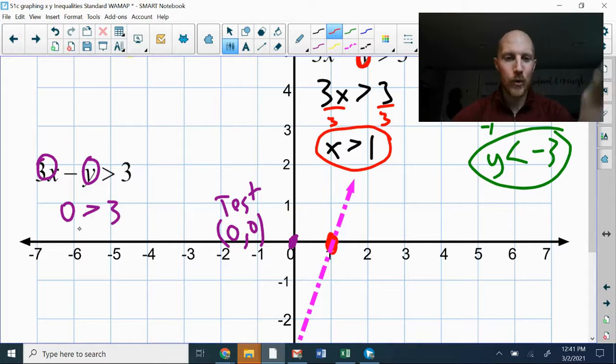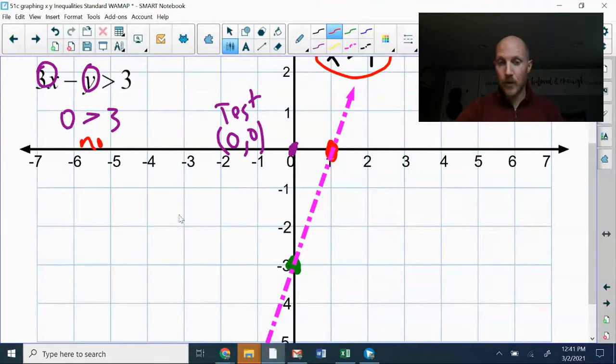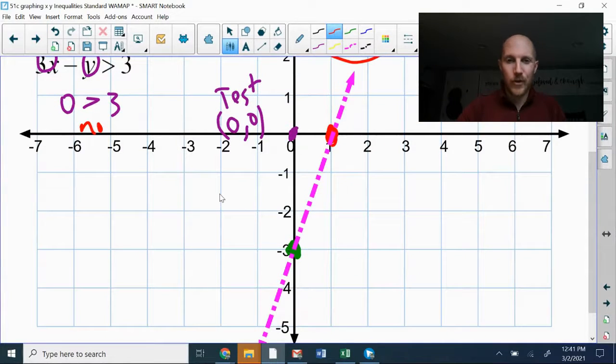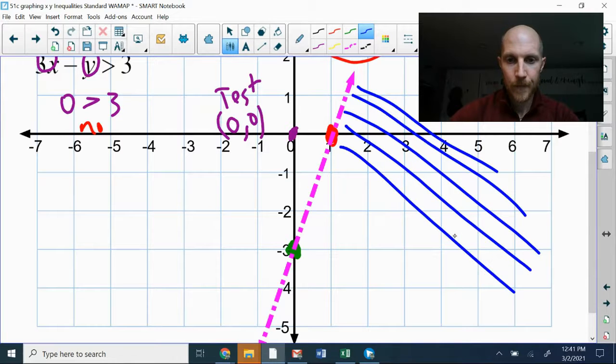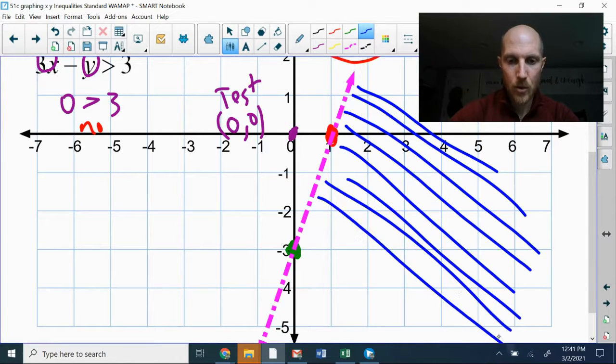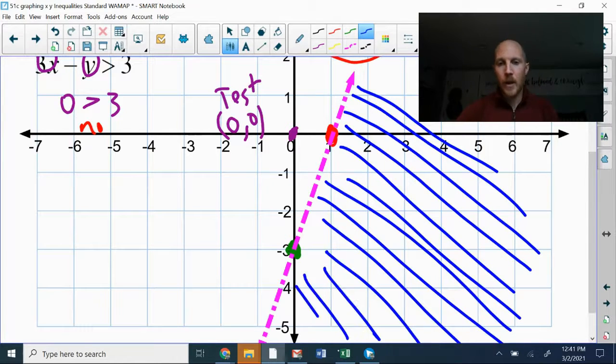Okay, so what that tells me is the side of the graph where the test point is located is not where I should shade. So the test point is above the dotted line, and that's not where I should shade. So what I do need to do is shade the other part of the graph. So from that line I drew, I need to shade below it. Shade, shade, shade, shade, shade. There we go. All right.